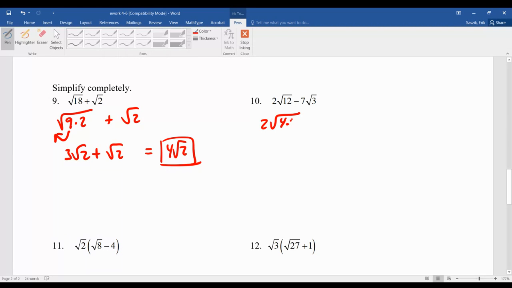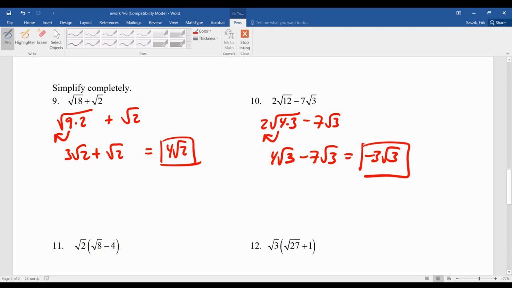Break up the 12 to 4 times 3. That comes out as 2, turns that 2 into 4. 4 minus 7 is negative 3. And we're all set.